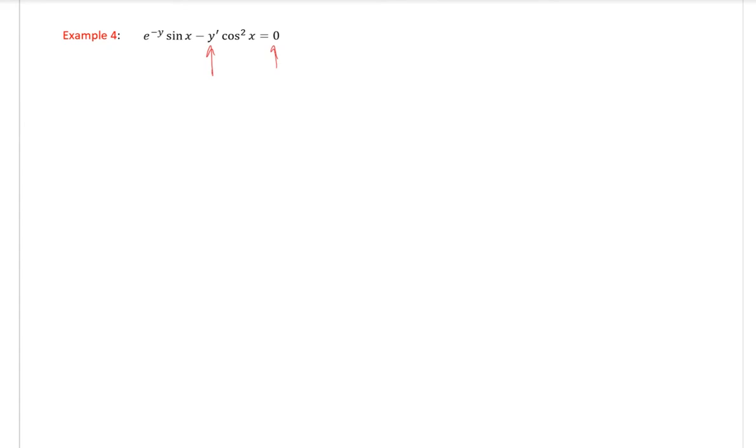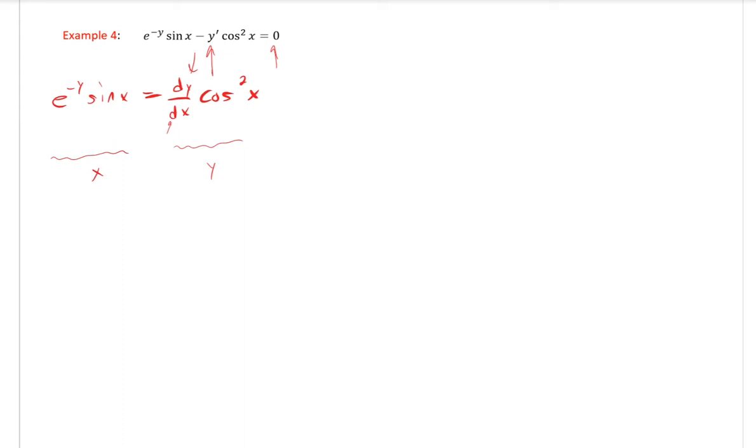But separable seems okay. If I just add one side to the other, I get e to the negative y sine x equals y prime, which I'll write as dy dx, over cosine squared x. The reason I write prime this way is because this identifies where the y's need to be and where the x's need to be. Y is on top, so that means y's are going to join here on the right side. So y should be over here. And dx is on the bottom, so that means dx is going to have to multiply to the other side. And so I want x's on this side.